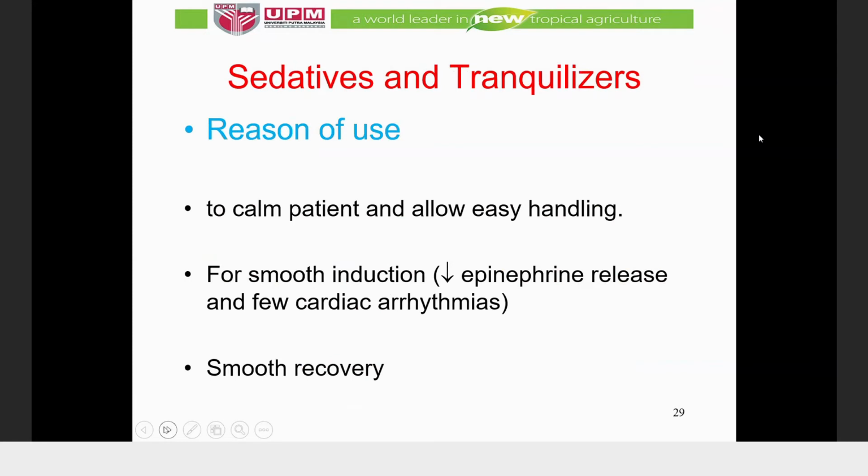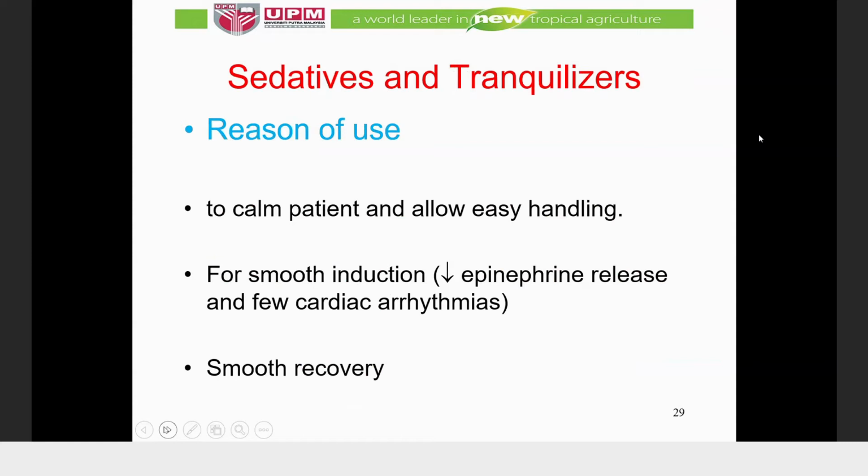Okay, moving forward. So why do we use these sedatives and tranquilizers? To calm patients and allow easy handling. To calm patients and allow easy handling, those patients which are very ferocious. And for smooth induction. This is a very important point. I will not go into more detailed points because it will confuse you.